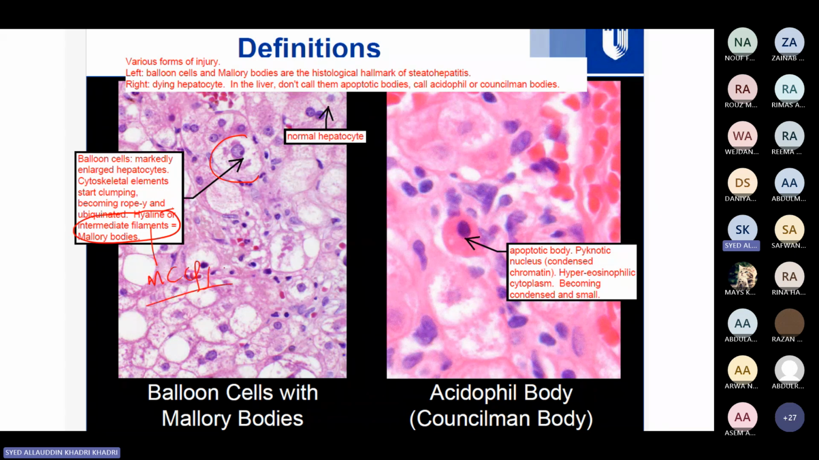Please remember the Mallory-Hyalin bodies in alcoholic liver disease. What are they? They're intermediate filaments. When I wrote the SMLE, this question came: what are those Mallory-Hyalin bodies? They are intermediate filaments. Okay, like this, questions do come up.